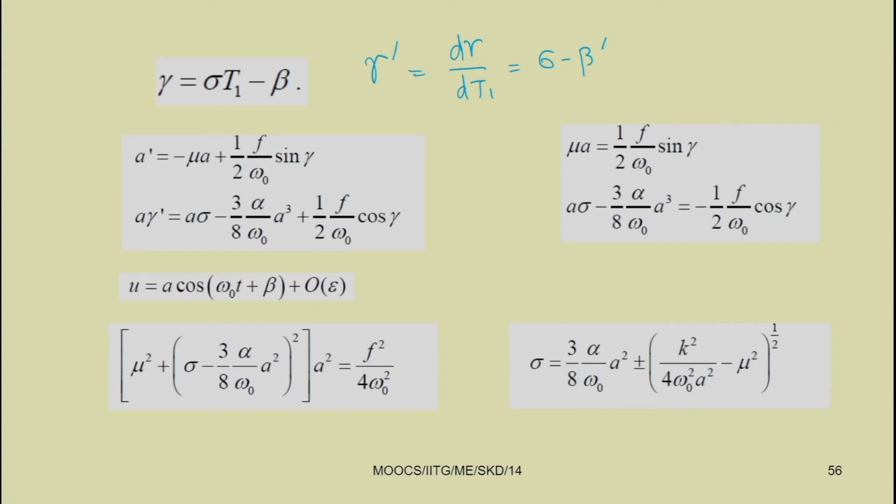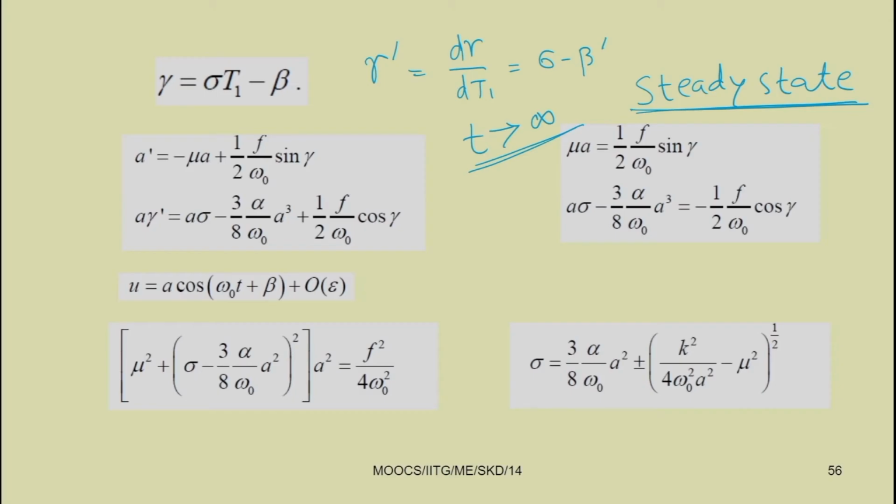So, for the steady state, what do you mean by steady state? At steady state, the response will not depend on time. That means for steady state, time tends to infinity. So when t tends to infinity, this a dash and a gamma dash become 0.